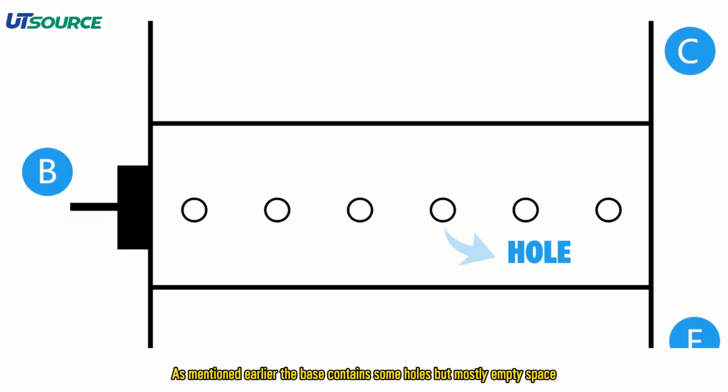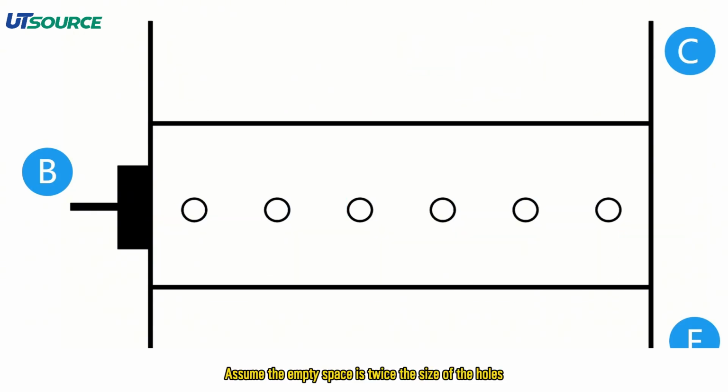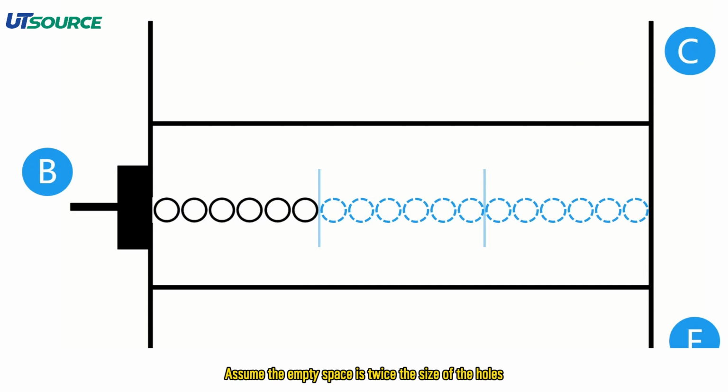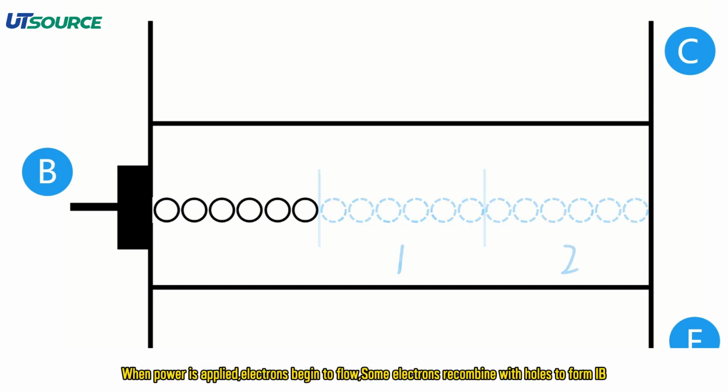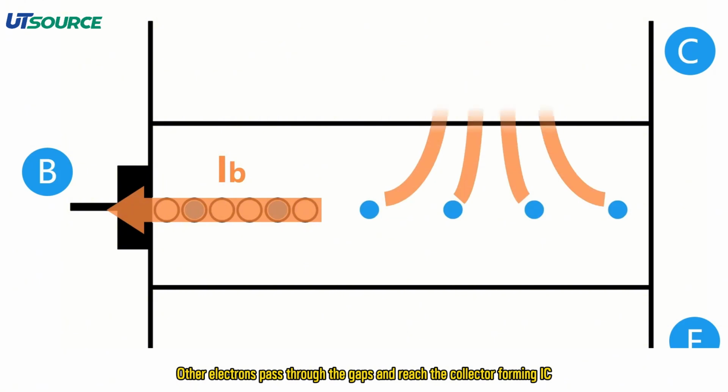As mentioned earlier, the base contains some holes but mostly empty space. Assume the empty space is twice the size of the holes. When power is applied, electrons begin to flow. Some electrons recombine with holes to form IB. Other electrons pass through the gaps and reach the collector, forming IC.